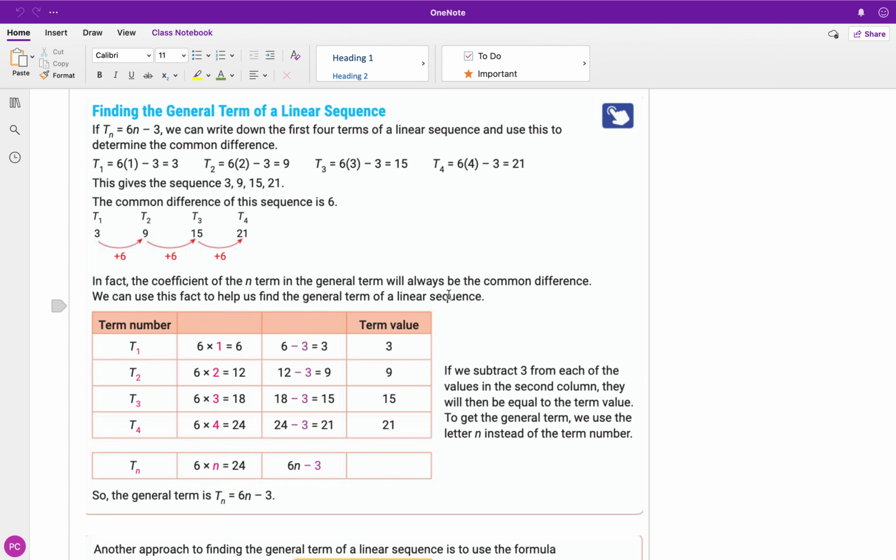Okay, so moving on then. If we have another one here, if the general term is 6n minus 3, we can write down the first 4 terms. So we want to write down the first 4 terms. Have a look at what they've done. Instead of n, you sub in 1, you sub in 2, you sub in 3, and you sub in 4.